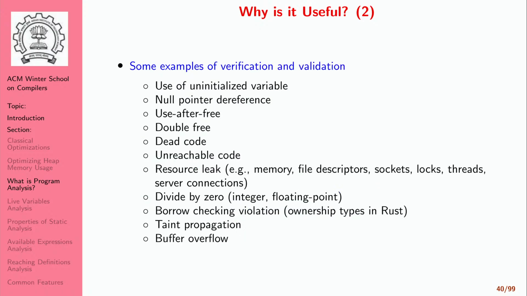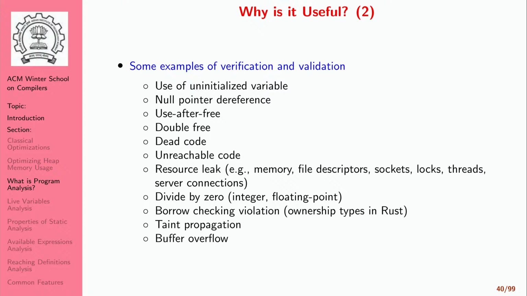Okay. So some examples of verification and validation. A program analysis should be able to flag use of uninitialized variables, null pointer dereference, use after free, double free, dead code, unreachable code, resource leak. Resource leak, again: you have allocated memory and are not going to use it, so memory leaks away. Or you have allocated a file descriptor and you're not going to use it, so your file descriptor table may become full at some point of time. You may not be able to open a new file.